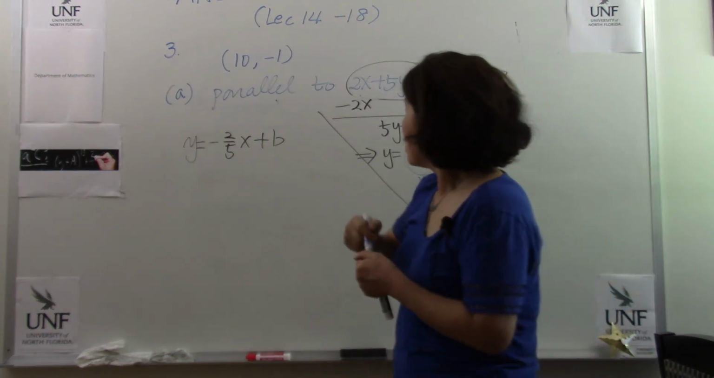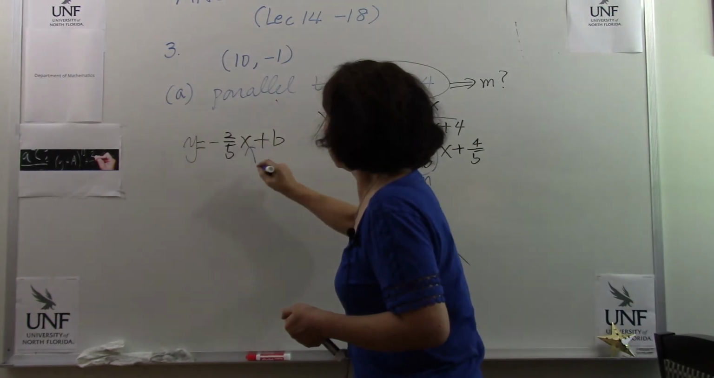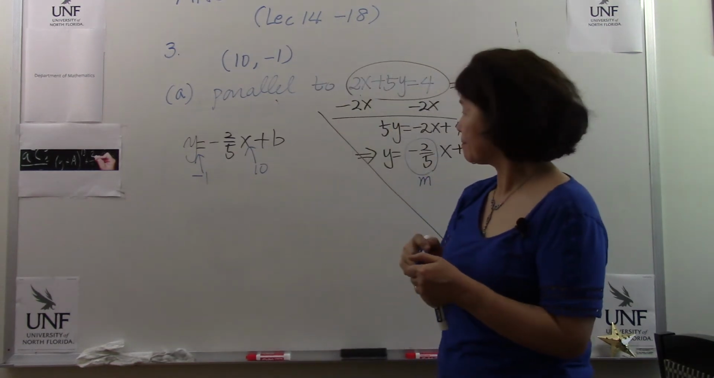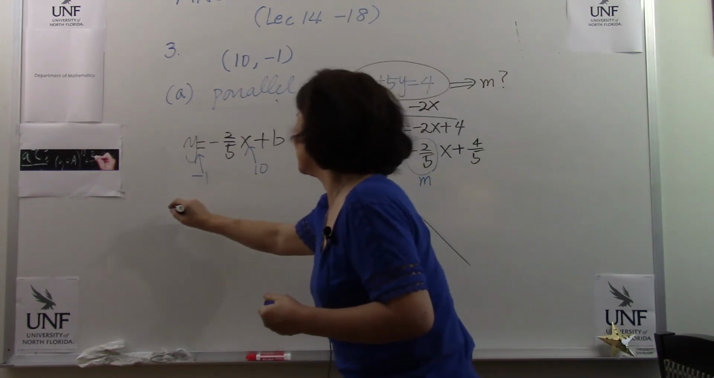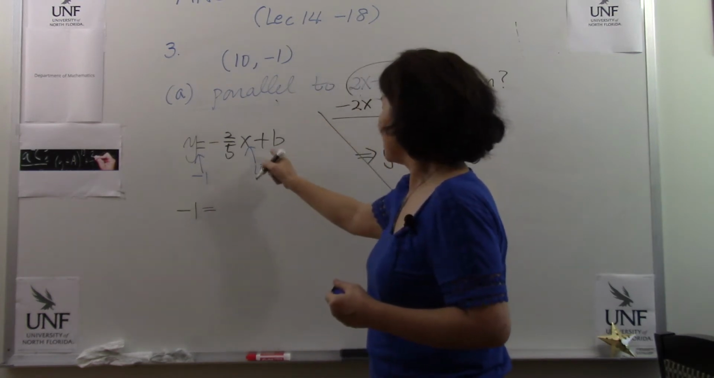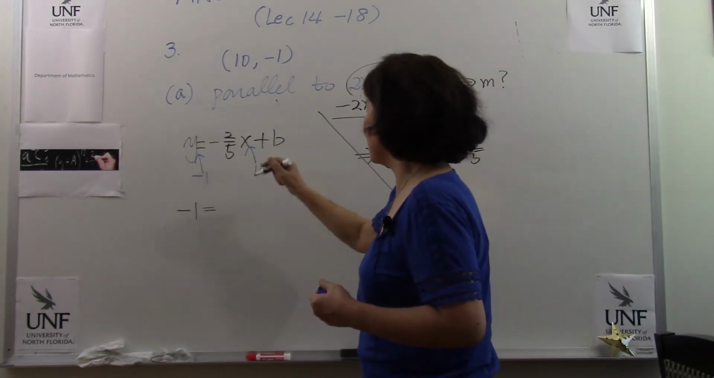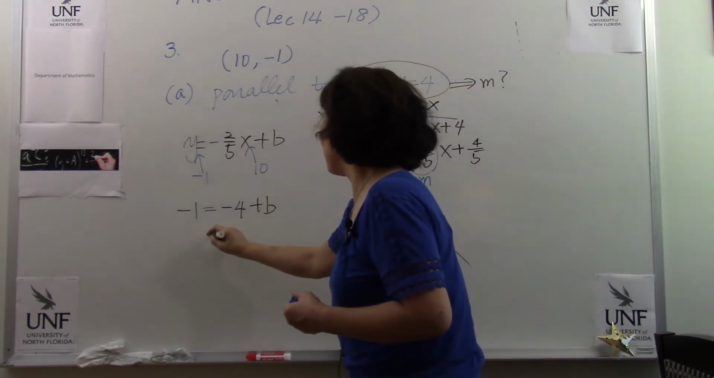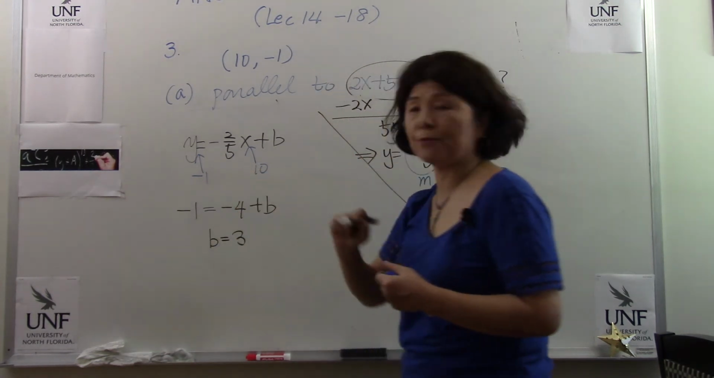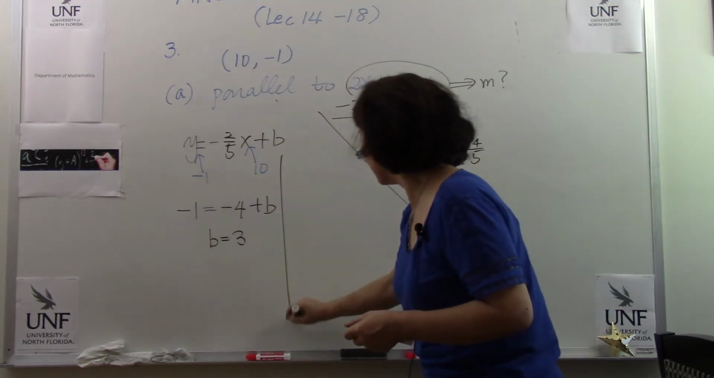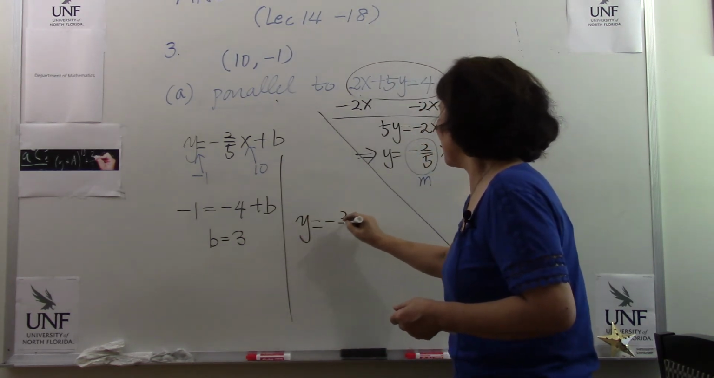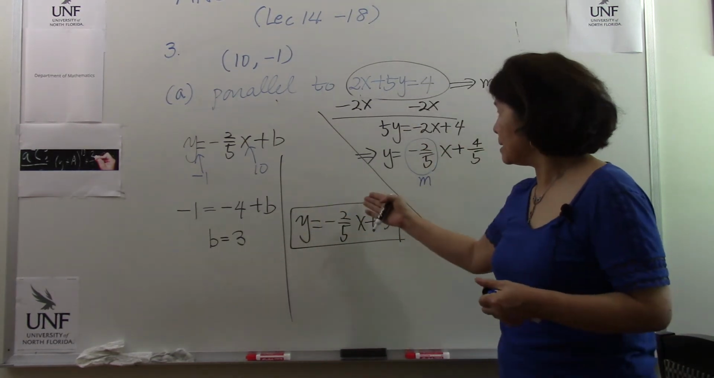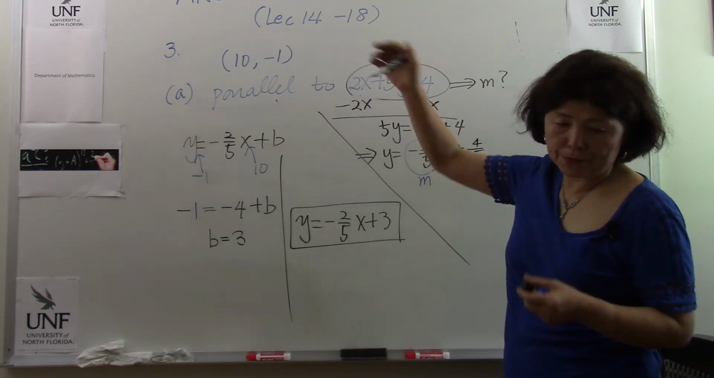Okay, so 10 goes for this x, and the negative 1 goes to y. So that makes negative 1 equals, plug in 10, the 10 and 5 cancel, make it 2, so minus 4 plus b. Now add 4 to both sides, make it b equals 3. So now we got it. y equals negative 2/5 x plus 3 is the equation that is parallel to this line and passing through this point.